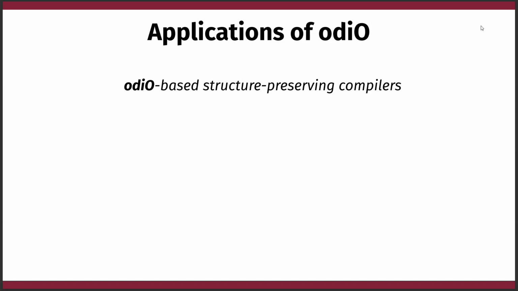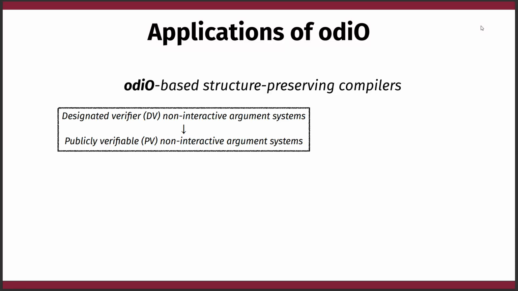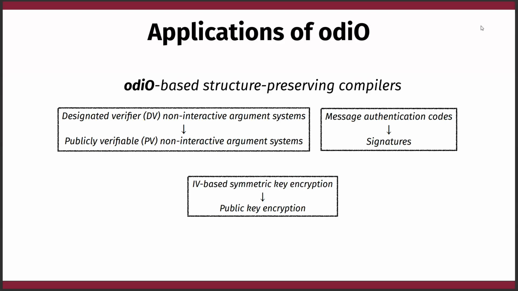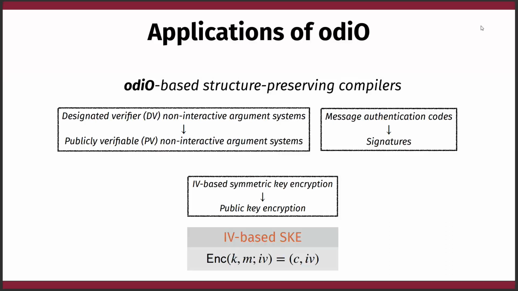Okay, so our objective is to do structure preserving compilers. So let's see what, for example, Oracle IO can do. We cannot do any compiler like VBB because Oracle IO is weaker, but we can do some of them. So for example, we can go from designated verifier to publicly verifiable non-interactive argument systems. We can go from MAC to signatures, and we can go from symmetric key encryption to public key encryption. But now under the constraint that the symmetric key encryption is IV-based, and IV-based essentially means that the randomness is given as output as part of the ciphertext when you encrypt. So like in any symmetric key encryption that uses an initialization vector.